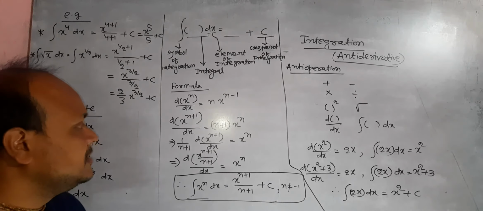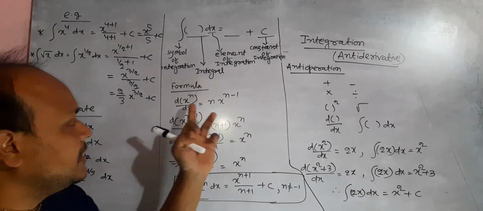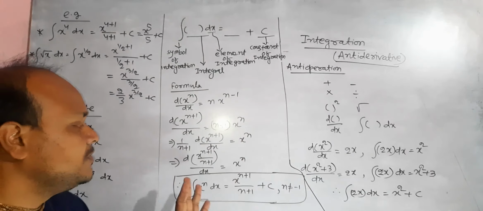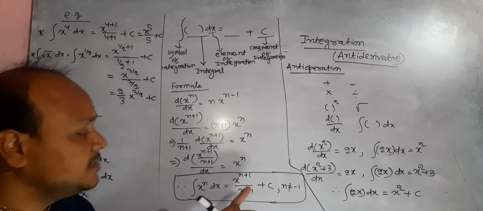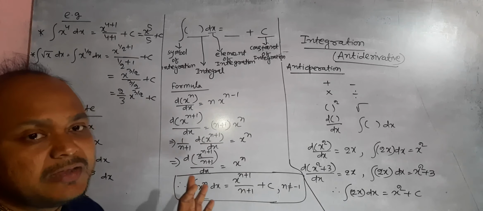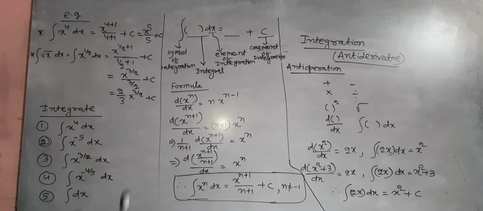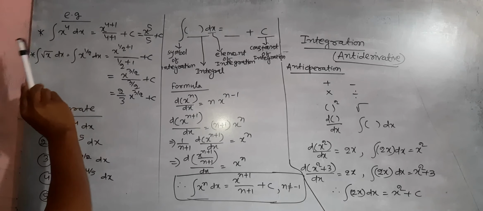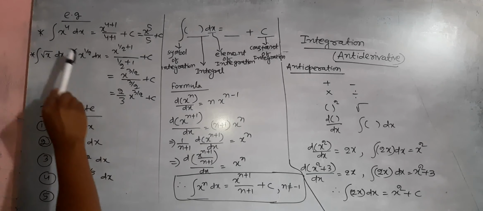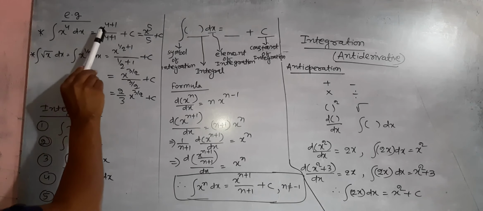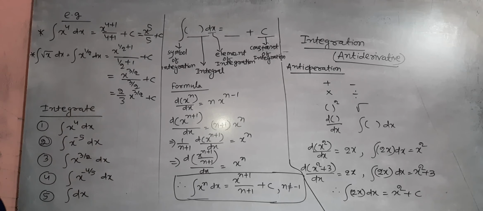So since the derivative of x to the power n is n x^(n-1), similarly, we have to remember the formula: the integration of x to the power n is x to the power n plus 1 by n plus 1. So let us see an example of this. If there is x to the power 4, the integration of x to the power 4 is, the value of n is 4, so x to the power 4 plus 1 by 4 plus 1 plus c, that is, the answer is x to the power 5 by 5 plus c.